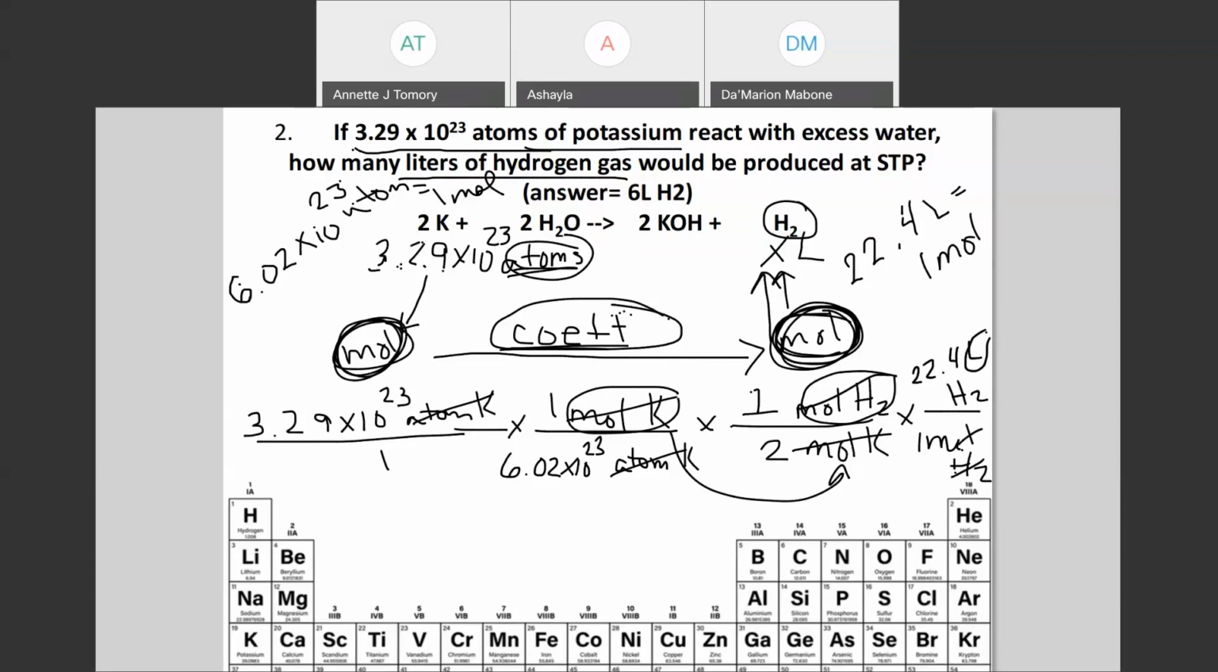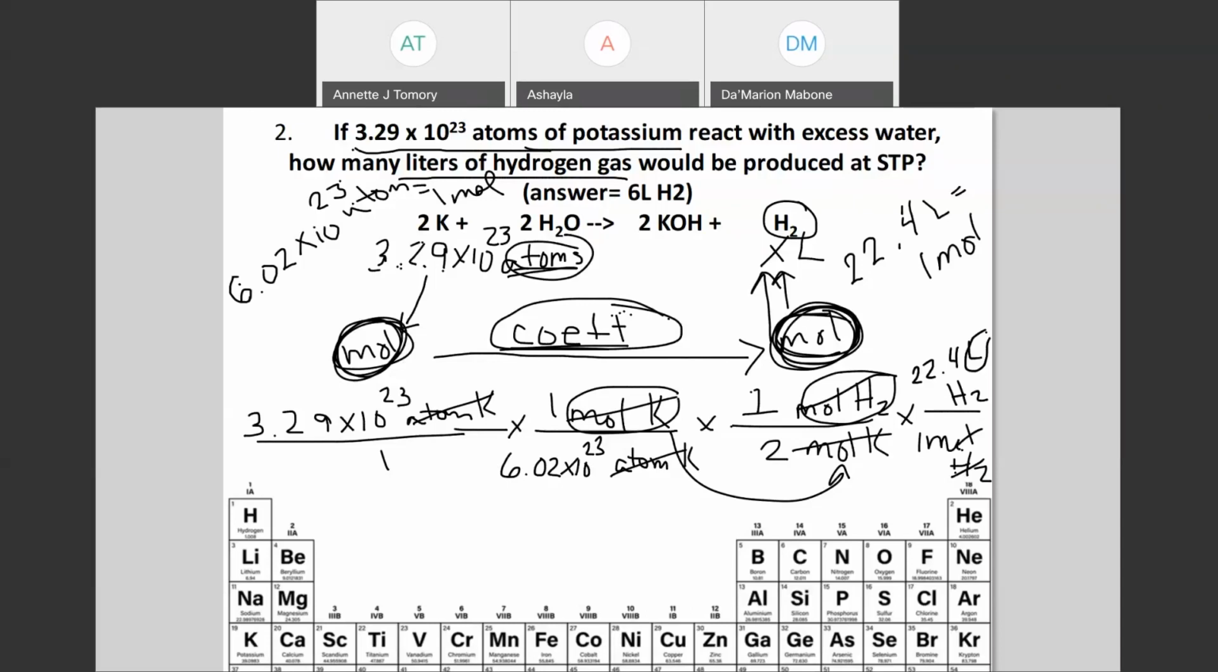Yay! Ready to put this in our calculator? All right, let's put this in the calculator. If you're using your iPhone as a calculator, you need to turn it to the side because you're going to need that EE or EXP button.